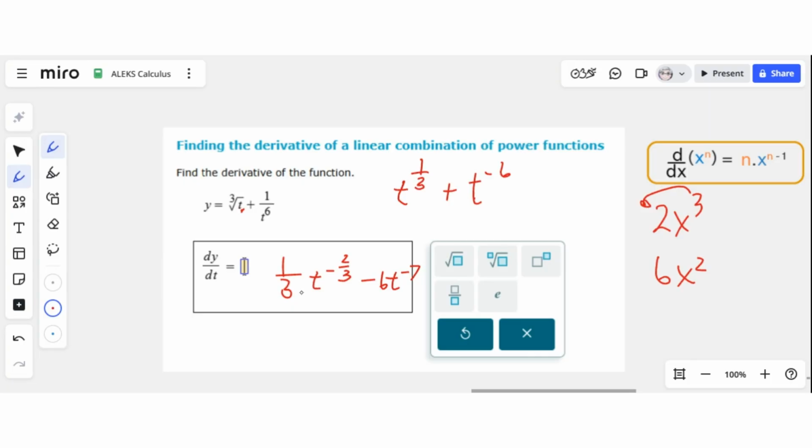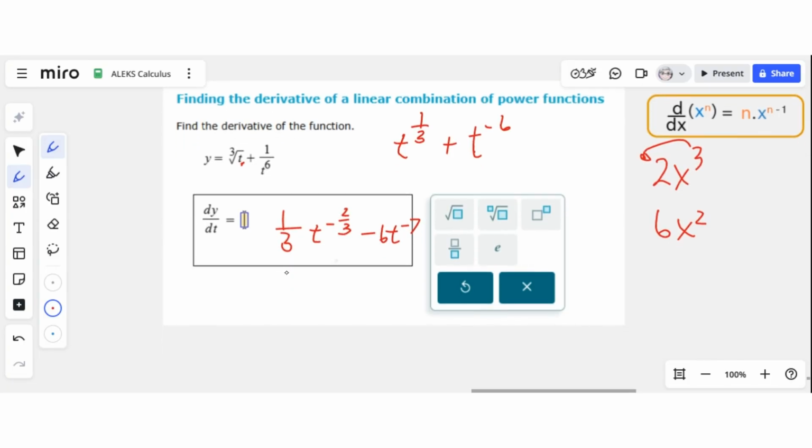If you wanted to put it back in the form that it was before, this would be, let's see, 1 over 3 times the cube root of t squared. That's the -2/3 power there. Put it on the bottom of the fraction to get the negative, and then this is the 2/3, squared and the cube root. With this one, pretty similar. This would just be -6 over t to the 7th. But you don't have to do that. You can leave it like that, and the answer should be fine.